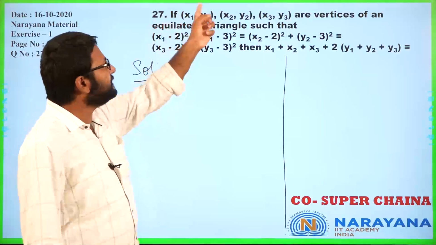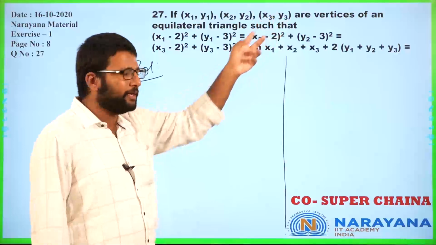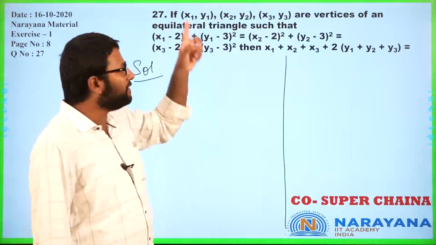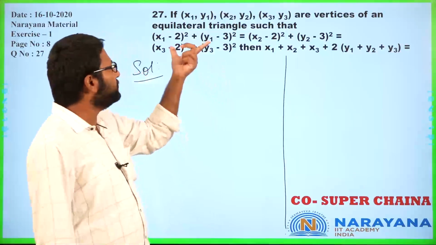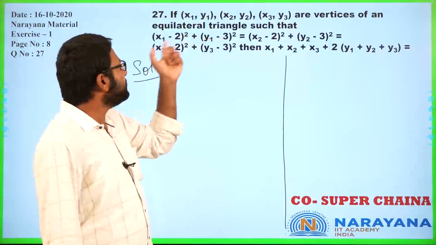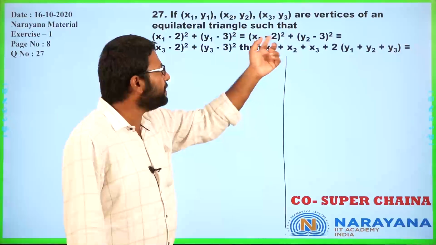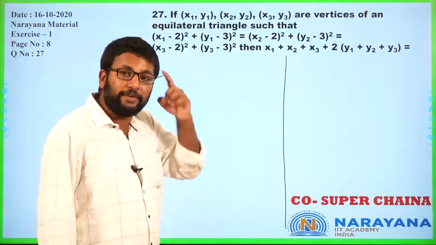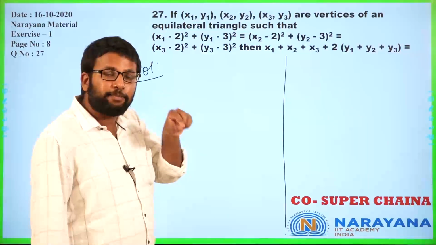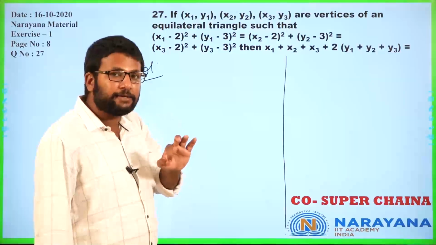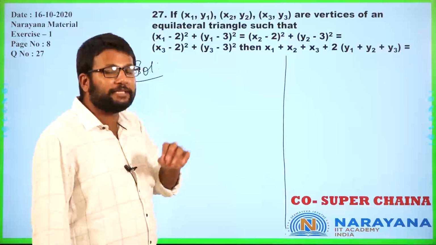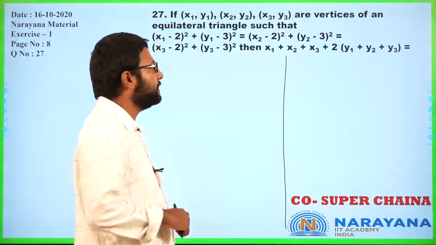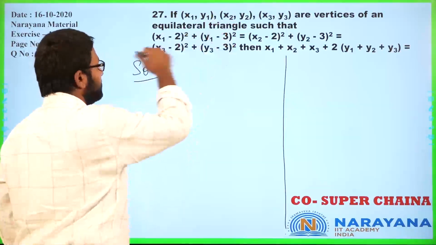Mathematically it means that if these three are the vertices, then there is a point (2, 3) whose distance from the vertices is the same. Observe (2, 3): its distance from (x1, y1) equals its distance from (x2, y2), and the same distance from (x3, y3). They are all the same. Which means this point (2, 3) is equidistant from the three vertices, therefore it is the circumcenter. This understanding is very important. So let us write this.